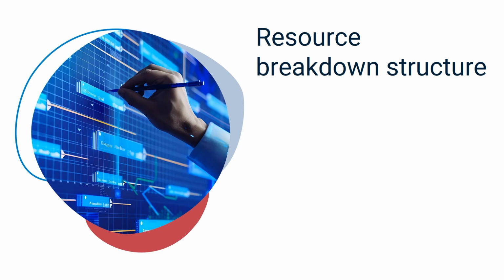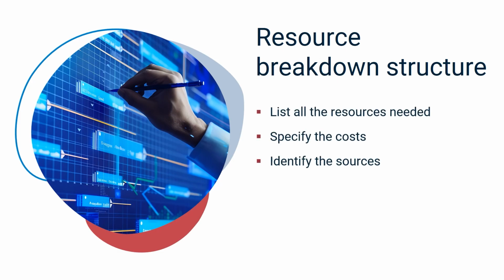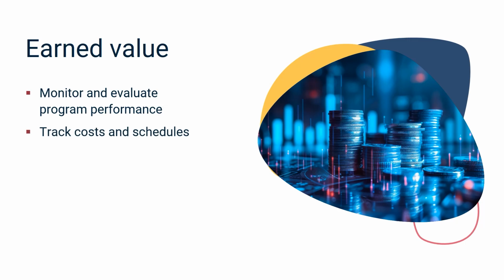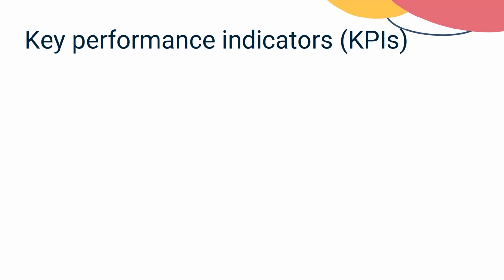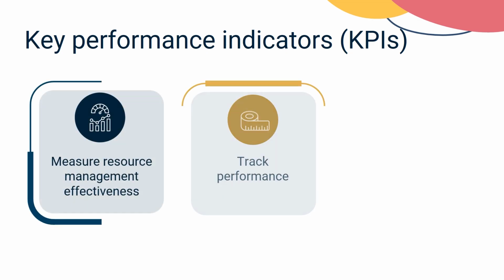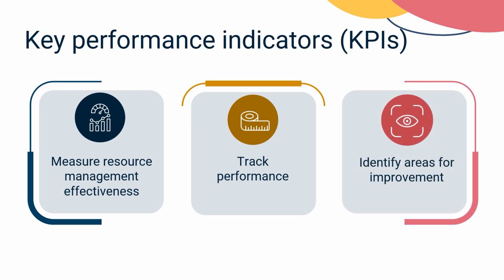Next, having a resource breakdown structure helps you list what you need, how much it costs, where it's coming from, and when you need it. A resource breakdown structure keeps everything organized and easy to track. Another tip is the earned value technique. You can use earned value to check how your program is doing with costs and schedules. You can also identify specific key performance indicators, or KPIs, to measure how well you're managing resources. Think of KPIs as scorecards that show how well you're doing and where you can improve.